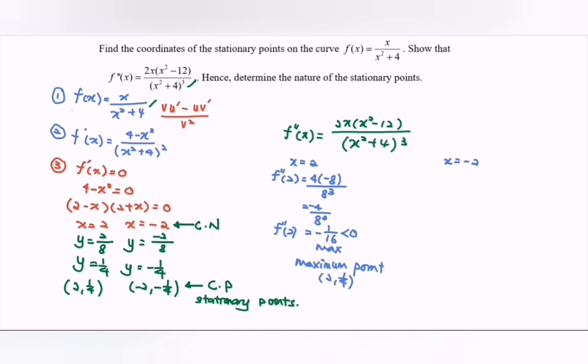Next refers to negative 2. So f double prime negative 2. If we substitute, we have negative 4, multiply, again, we have negative 8, over, if we substitute the 2, then we have 8 to the power of 3. So we have 4 over 64. So f double prime negative 2 is equal to 1 over 16, greater than 0. So it's a minimum. So the minimum point, we have (negative 2, negative 1/4).